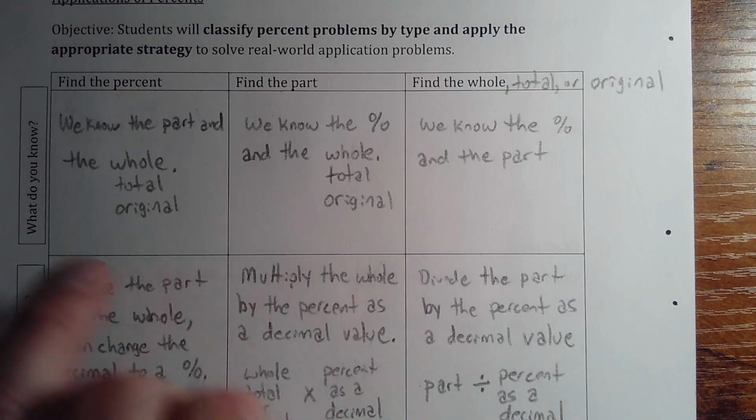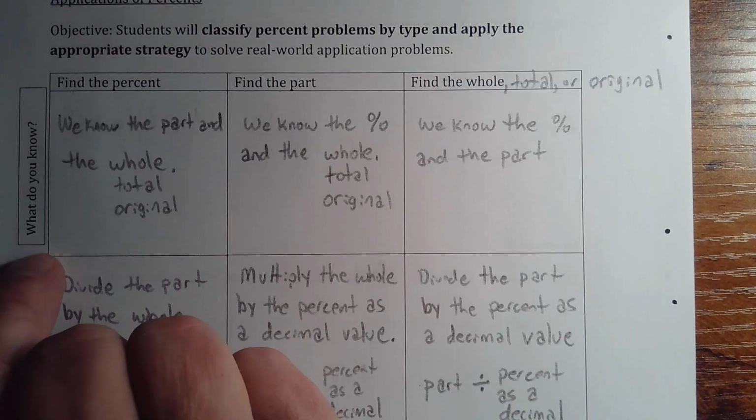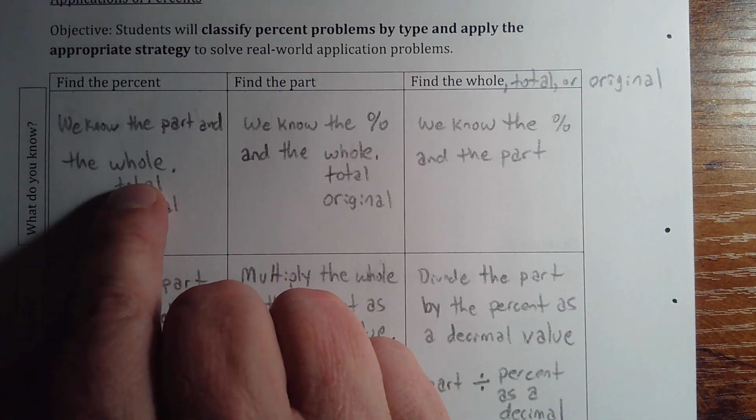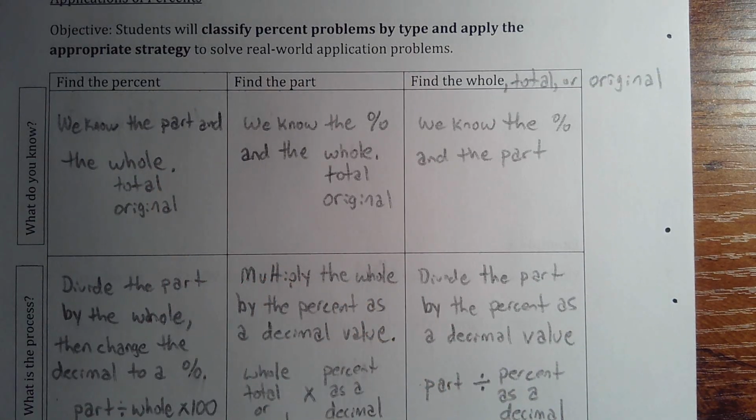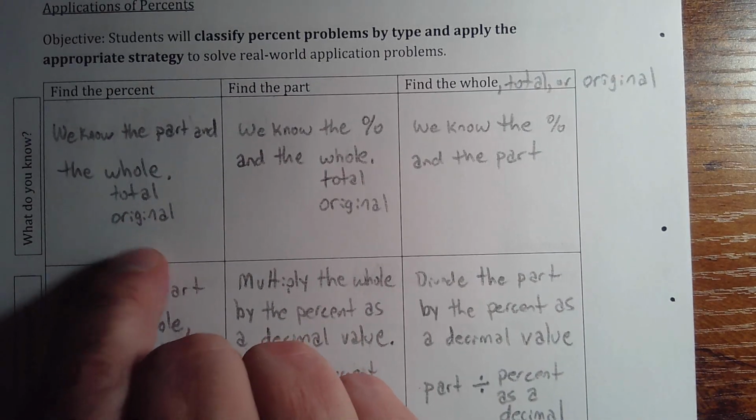Now, in a situation when you're trying to find the percent, that means you have to know the part and the whole. That information will be given to you. So you'll know the part, and then you'll know the whole or the total value.